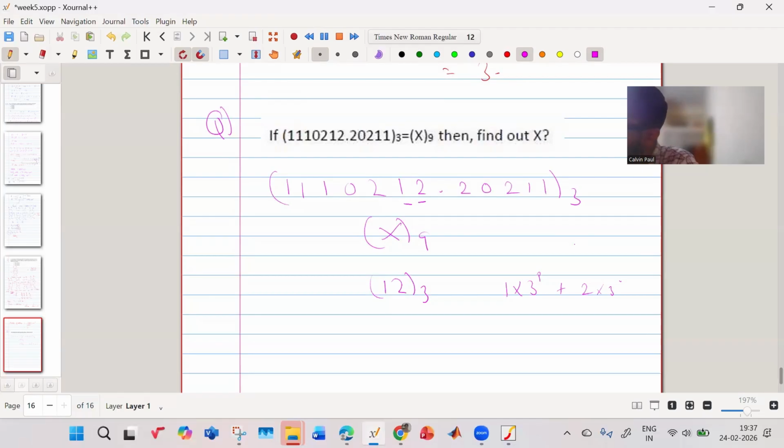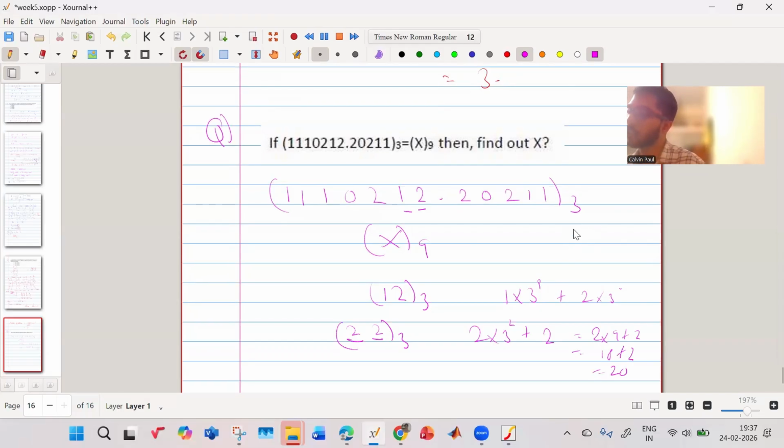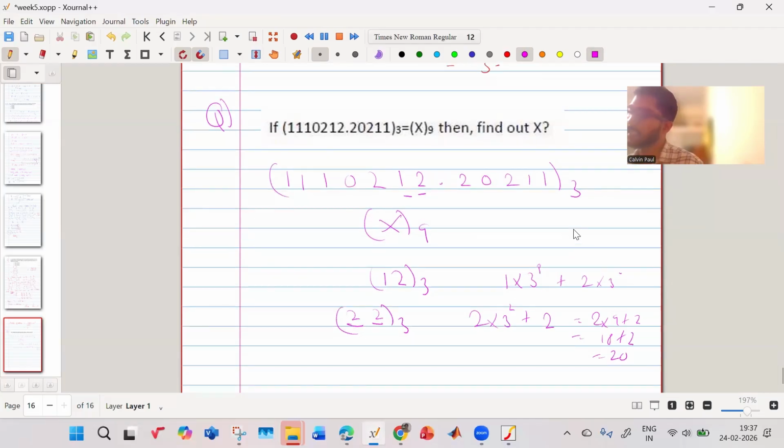That means if you have, let us say this in 3, its maximum which it could take would be what? 2, 2. That is 2 into 3 to the power 2 plus 2, which is actually 2 into 9 plus 2. That is 18 plus 2, that is 20. Okay. So we'll have to actually convert it completely in terms of 10 and then convert it to 9.